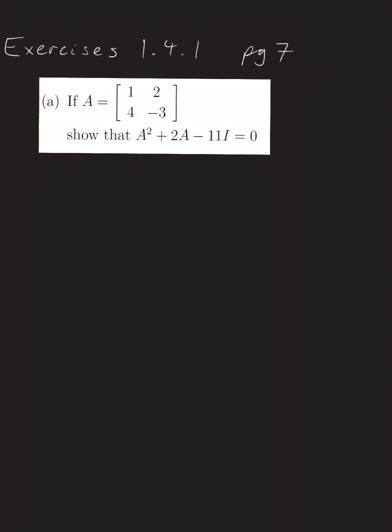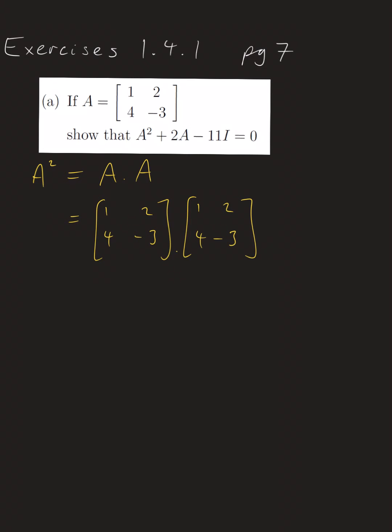So the first one gives us a 2 by 2 matrix A and asks us to show that A squared plus 2A minus 11 times I is equal to 0. So first I'll get those three matrices, A squared, 2A and 11I, and then I'll add them up. So first, A squared is just equal to A times A. So there's A written down twice to multiply them together.